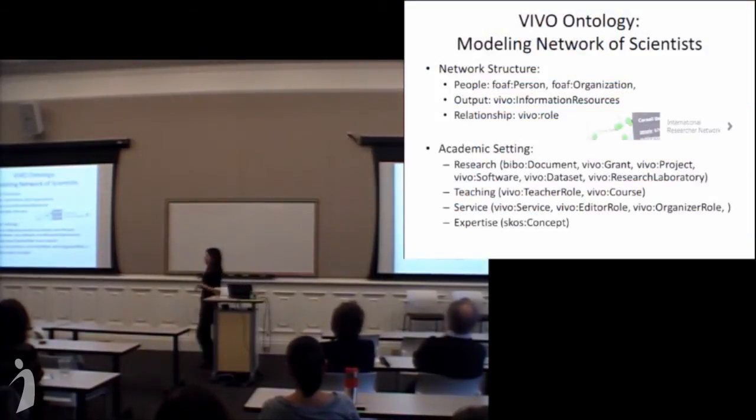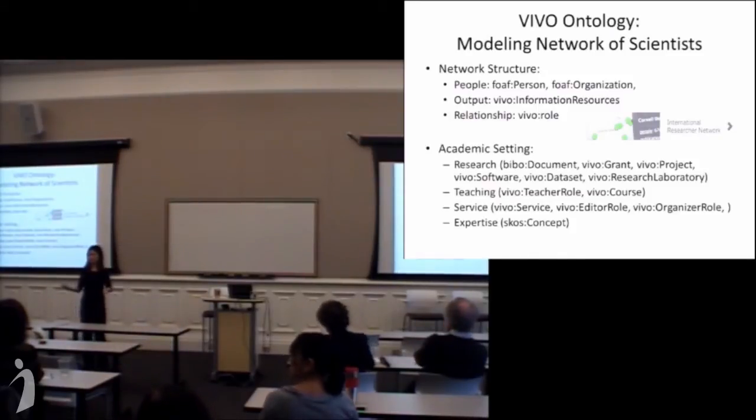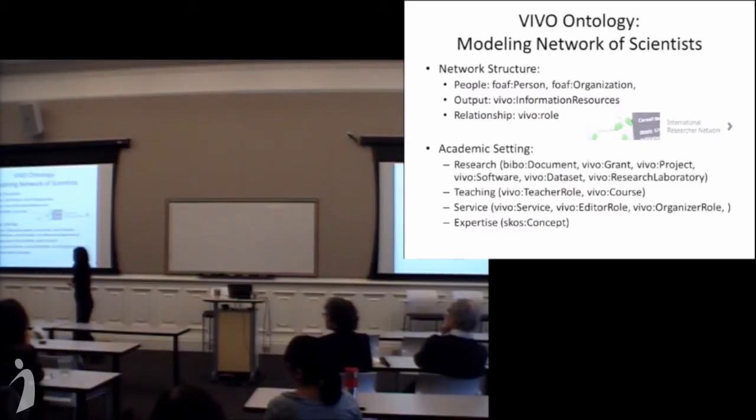Let's go back and think about how to develop an ontology to model a network of scientists. What is most important for this network structure? Most important are the people, right? People generate output. So we have output, and the relationship between people and output. These are the three major structures we need to consider.